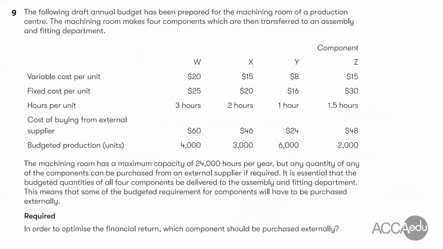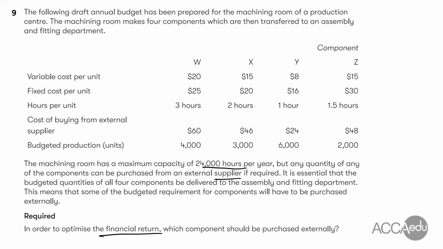49th question. Annual budget is given for different components. We could produce them in-house with this capacity, or any of the components can be purchased externally. Fine. In order to optimize the financial return, that means we want to minimize the cost.